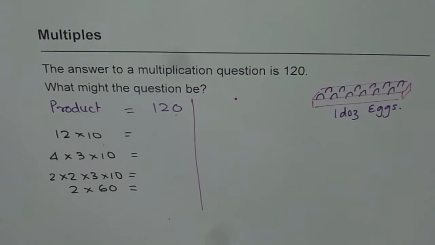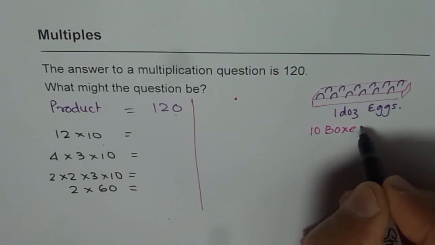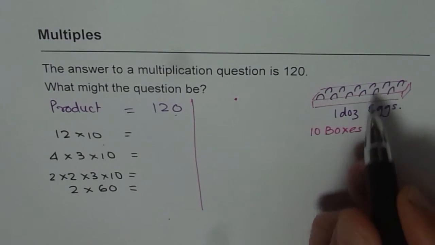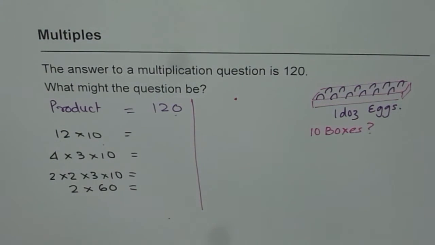Now, how many eggs will be in 10 boxes? So if we have 10 boxes, then how many eggs will there be in 10 boxes? That could be a question, right? So we know 1 dozen is 12. 10 boxes will be 12 times 10. And there we get our answer, which is 120, right? So that gives you a fairly good idea.